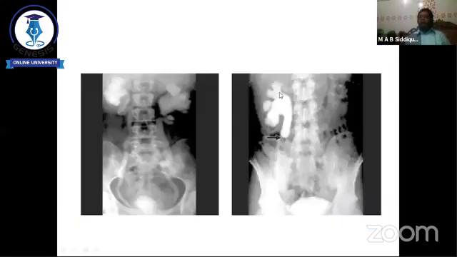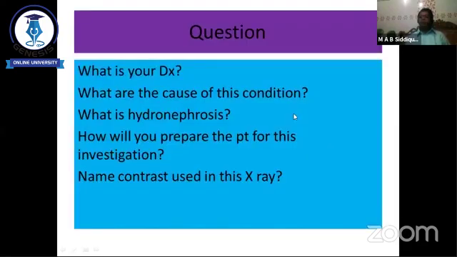The intravenous urogram shows dilatation of the kidney, so this is hydronephrosis. This is bilateral hydronephrosis, and this is unilateral hydronephrosis. So what are the causes of this condition, and what is hydronephrosis? Hydronephrosis is an aseptic dilatation of the kidney due to obstruction.